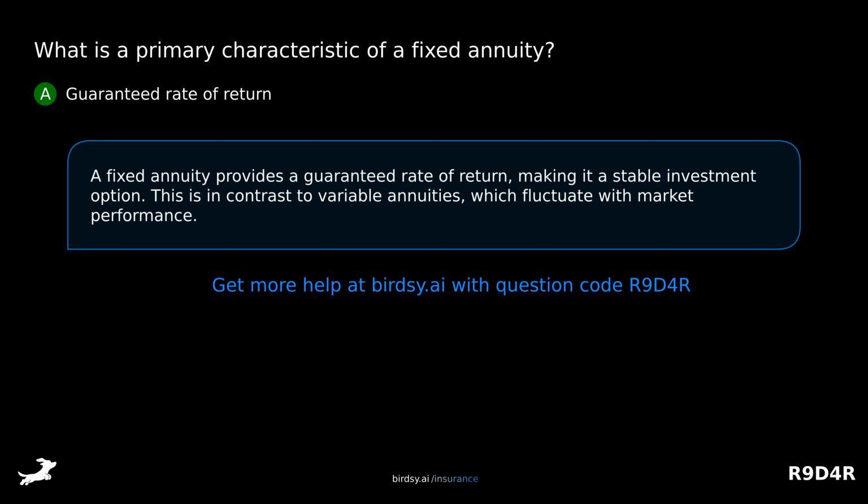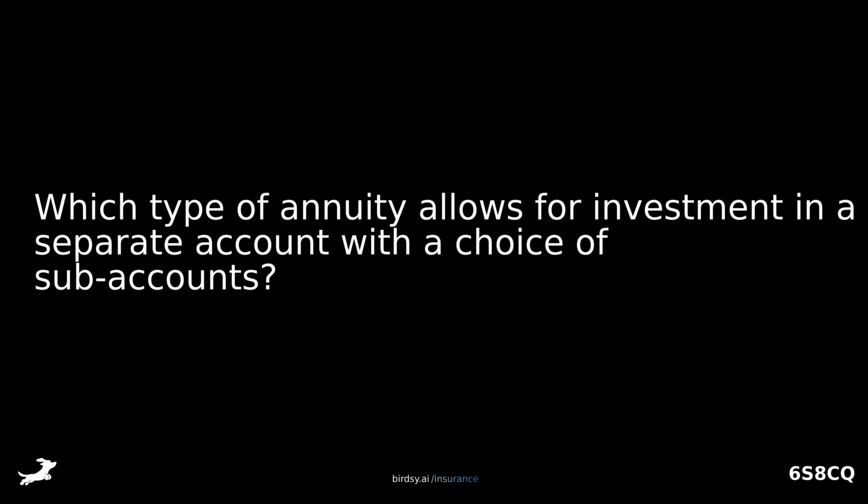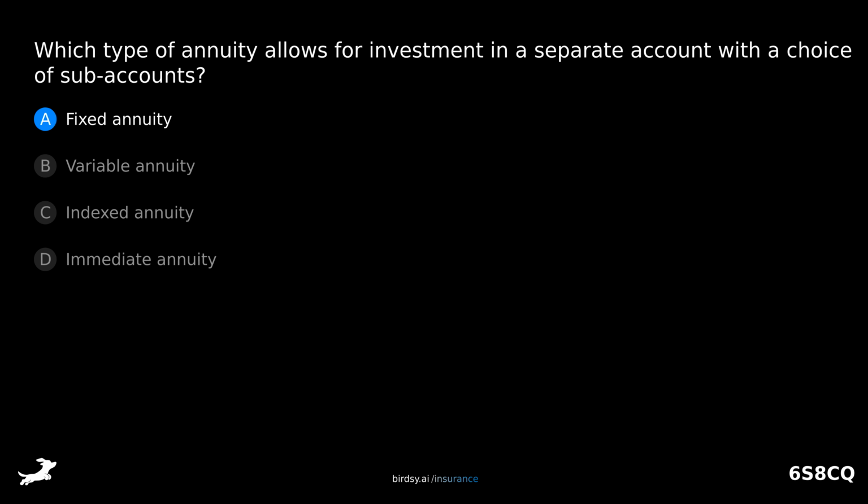A fixed annuity provides a guaranteed rate of return, making it a stable investment option. This is in contrast to variable annuities, which fluctuate with market performance. Which type of annuity allows for investment in a separate account with a choice of sub-accounts? Is it A, fixed annuity, B, variable annuity, C, indexed annuity, or D, immediate annuity? The answer is B, variable annuity.